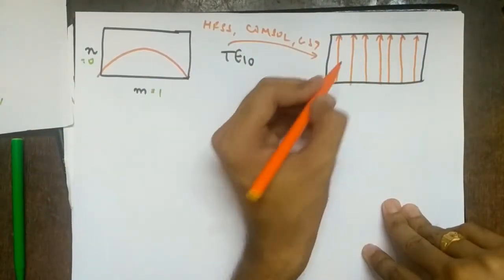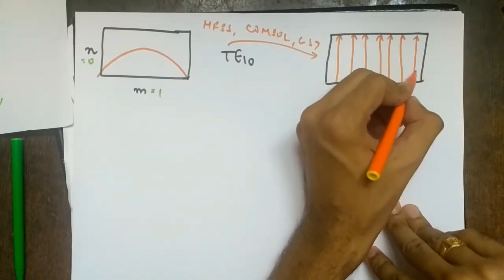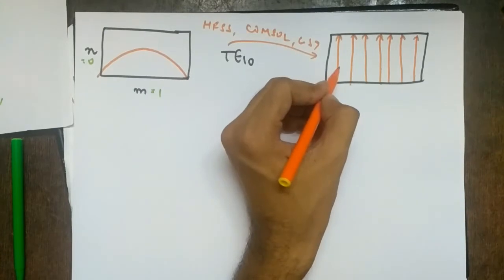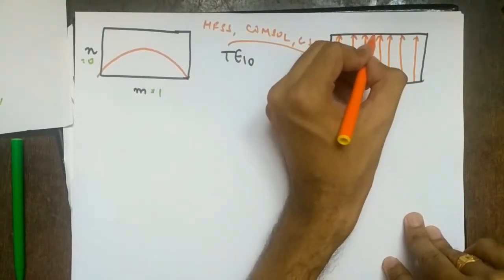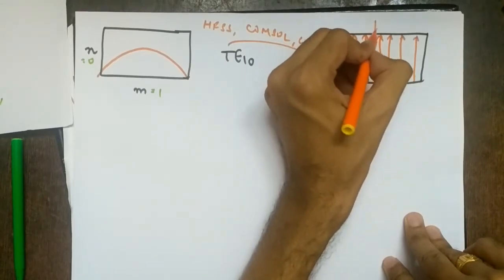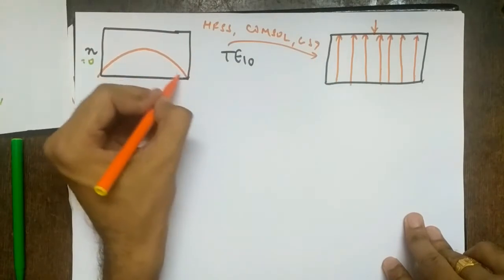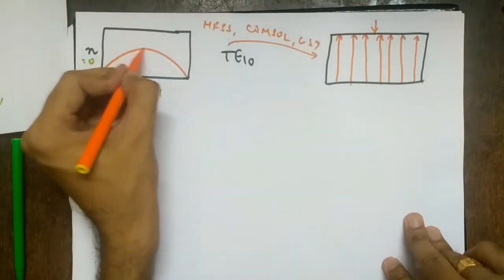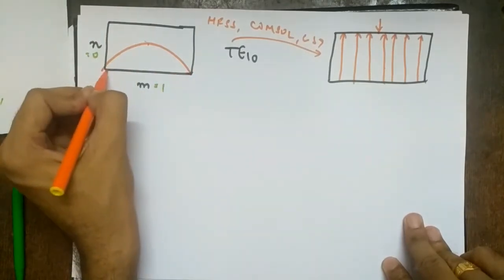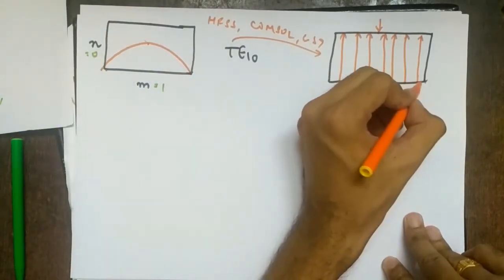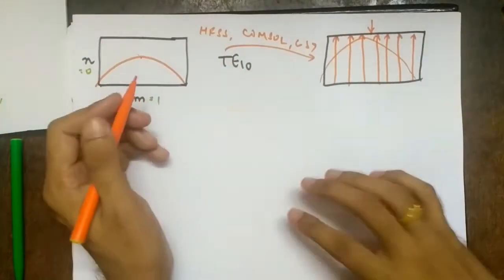So you will see these lines, but even though I have drawn all with the same color, they will be of different amplitude. The electric field will be maximum at the midpoint of the rectangular waveguide. Here it will be 0, here it will be 0, right? That's why we get a sinusoidal waveform. This sinusoidal waveform indicates that the electric field is maximum at this point and 0 at this point. So it should follow this graph. Okay, so this is the TE10 mode.